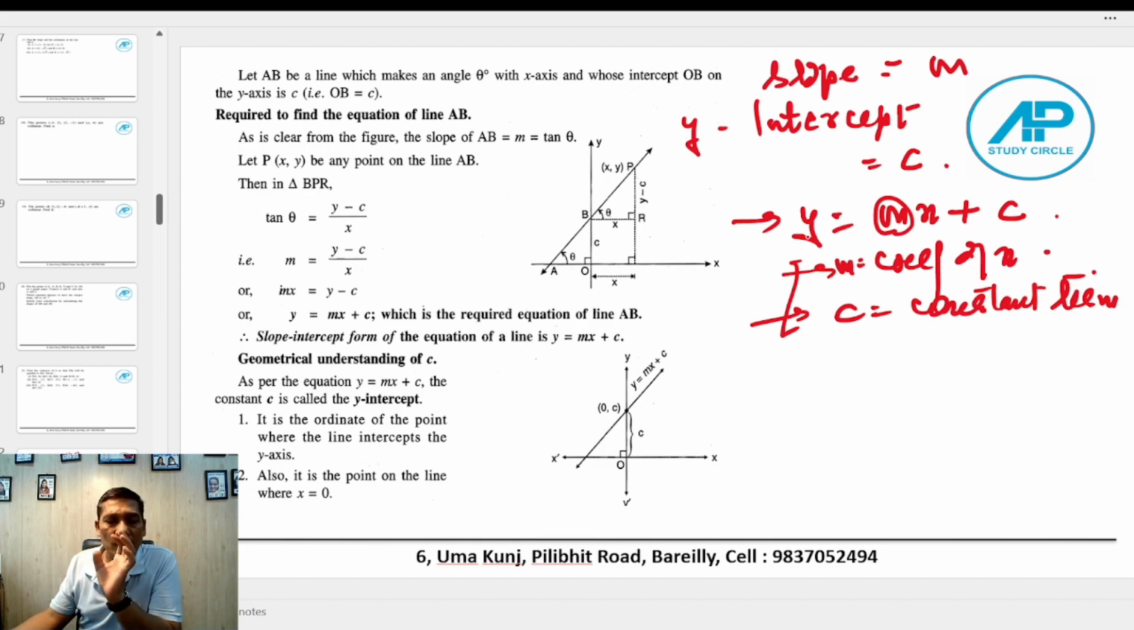The coefficient of x is the slope and the value of c is the y-intercept. That gives us the equation of line y equals to mx plus c. Y equals to mx plus c is the equation of a line in slope-intercept form.